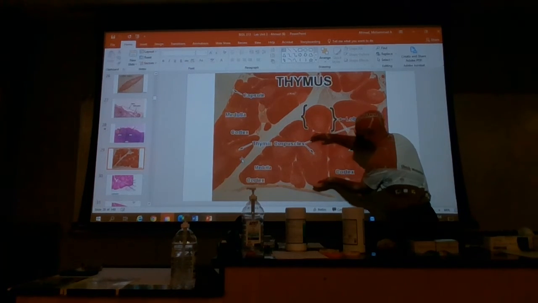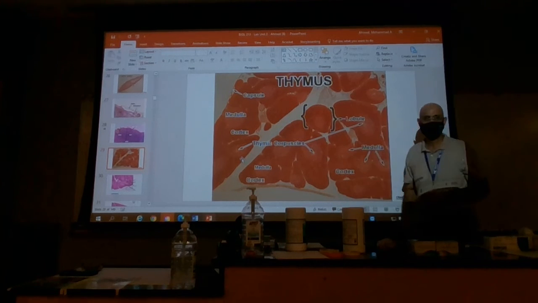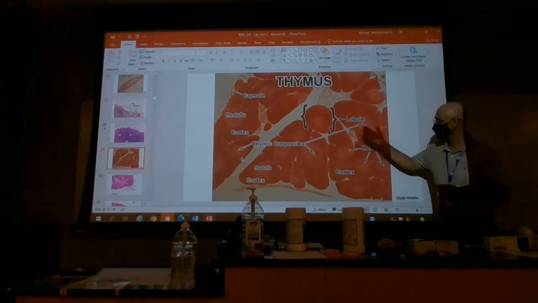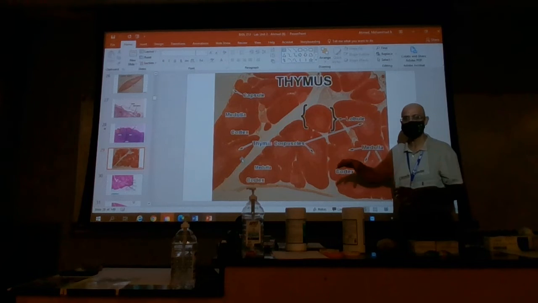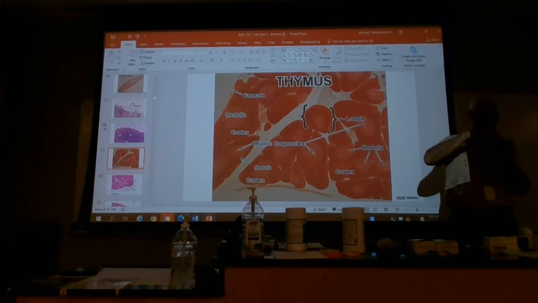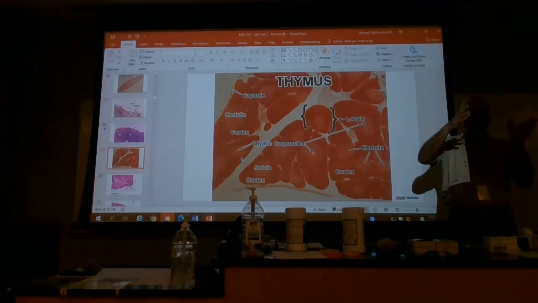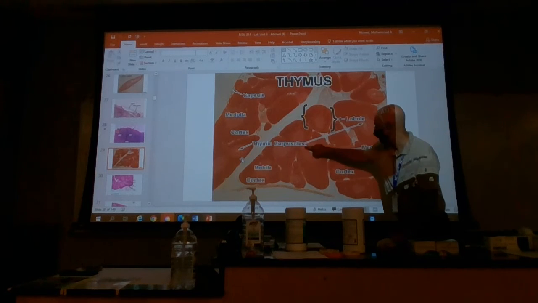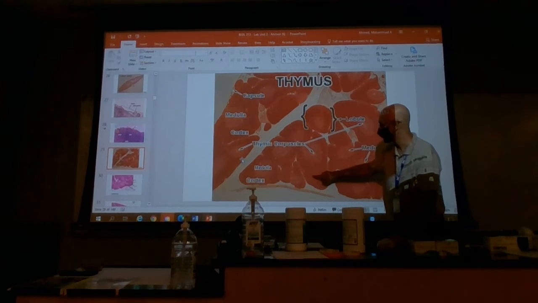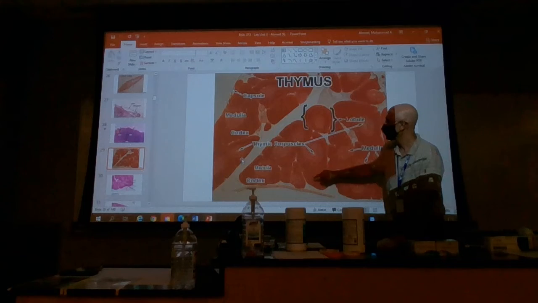What is each of these regions called? Lobule. It's called a lobule. And each lobule, when you look at the section, is made up of these two parts. The deep portion is called the medulla, and outside is called the cortex, right? So this deep portion is called what? Medulla, and this outside portion is called cortex.